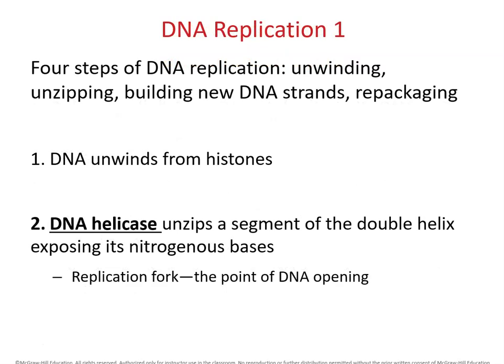DNA replication happens in 4 steps. First, the DNA unwinds from those histone proteins that we've talked about previously. Then, an enzyme called DNA helicase (remember, ase tells us it's an enzyme) unzips the two sides of the DNA. That breaks the hydrogen bonds between the bases. The places where the DNA helicase begins to unzip the DNA are called replication forks, and this is where DNA replication begins.